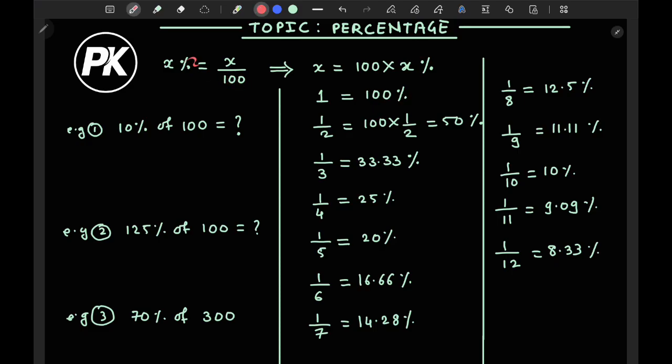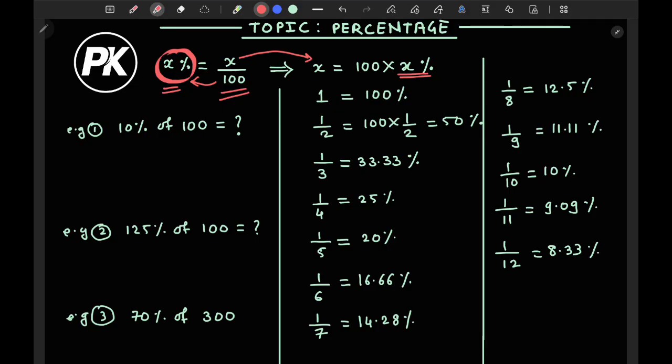Now, if I am saying x percentage, then I mean to say x out of 100. So that is the meaning of percentage. Now if I keep x this side and 100 the other side, then x is equal to 100 into x percentage. It's simple mathematics.